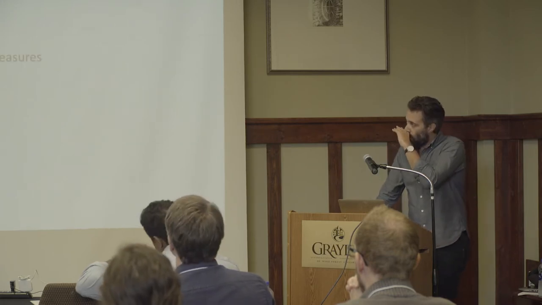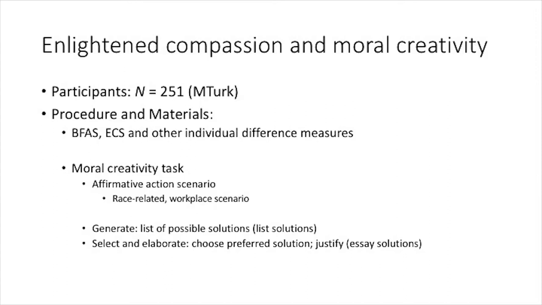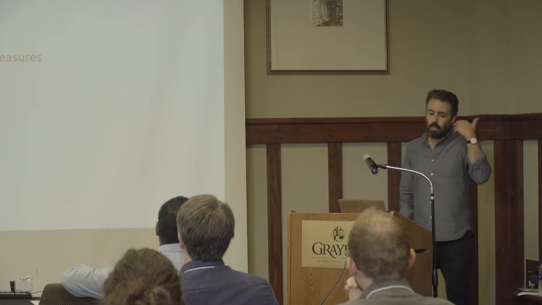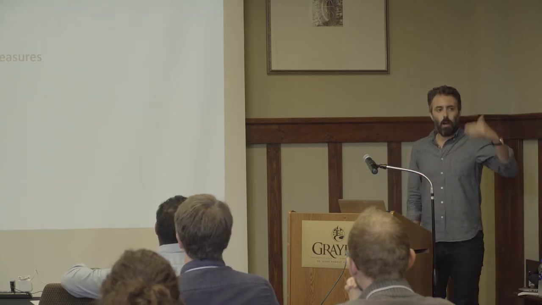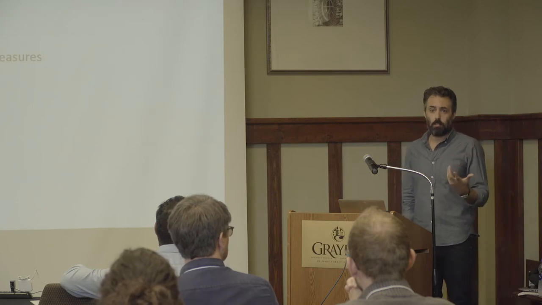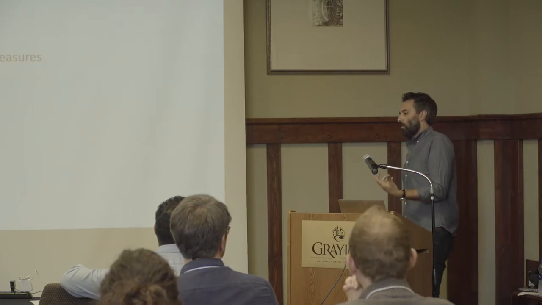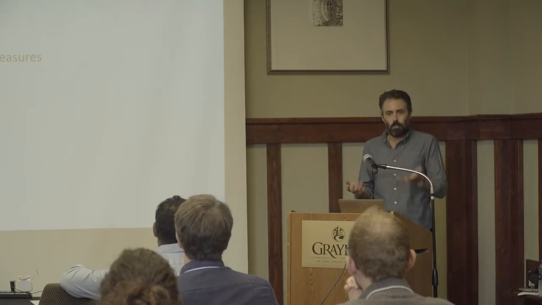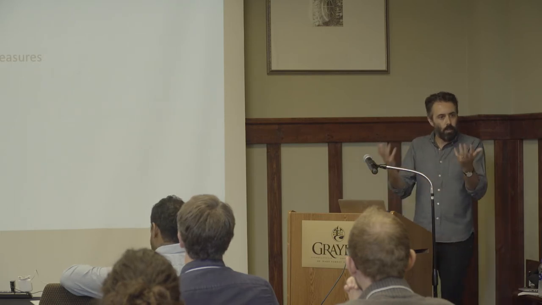So this study, 251 participants, we had a range of measures in this. The BFAS, our interim 24-item enlightened compassion scale, etc. We gave people an elaborate scenario, an affirmative action scenario, which was race-related and in the workplace. The short story was you have to imagine that you are a recruiter. You're faced with a decision between two candidates, an Anglo highly qualified candidate, a less qualified minority group candidate, and your company has an affirmative action policy broadly in place. How best to go about this? What do you do here? Do you just hire one or the other? What do you do? How do you resolve this?